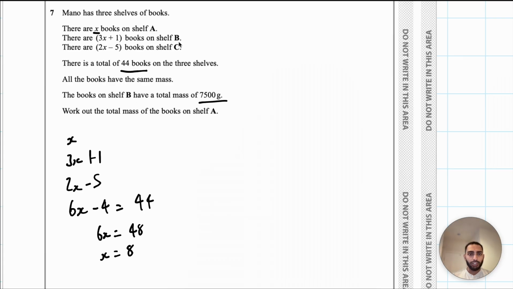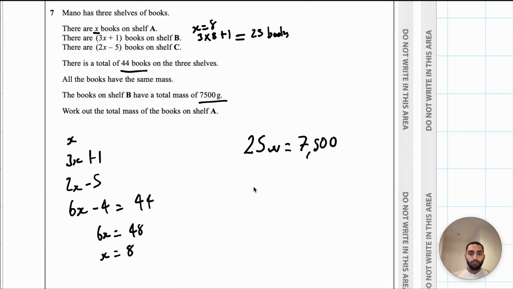Let's just look at shelf B, because we know all of them will add up to make 7,500 grams. So if I substitute x equals 8 into shelf B, I'm doing 3 times by 8 plus 1, which is equal to 3 times 8 is 24, add 1 is 25. So now I know there's 25 books on shelf B. So those 25 books, the weight of them will equal 7,500, because it told me that over here.